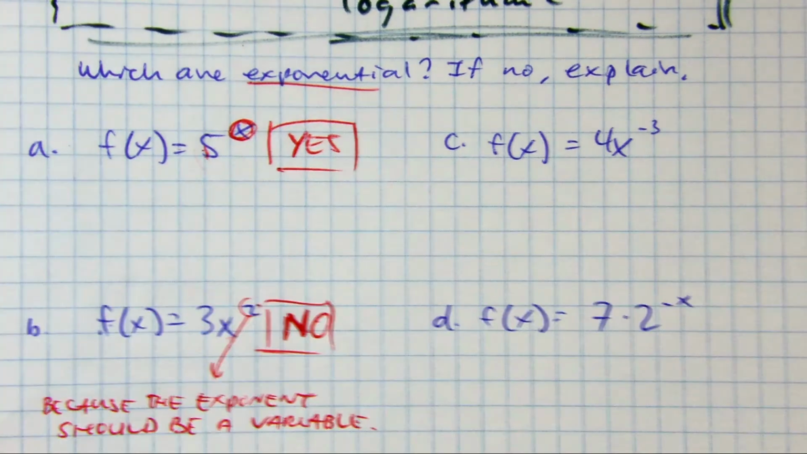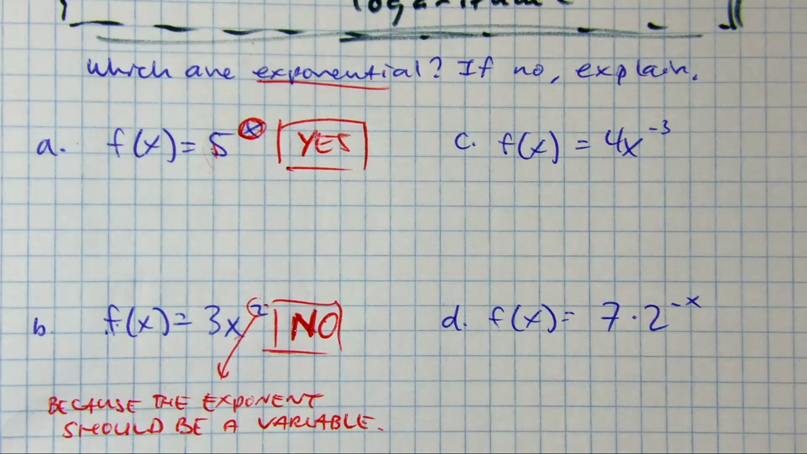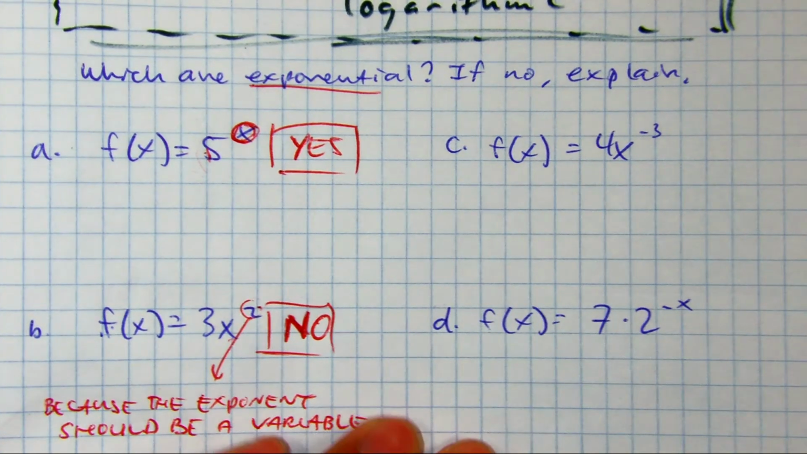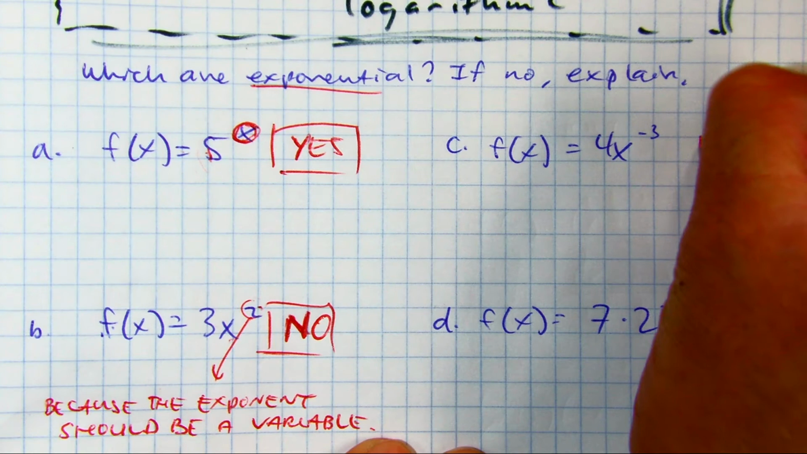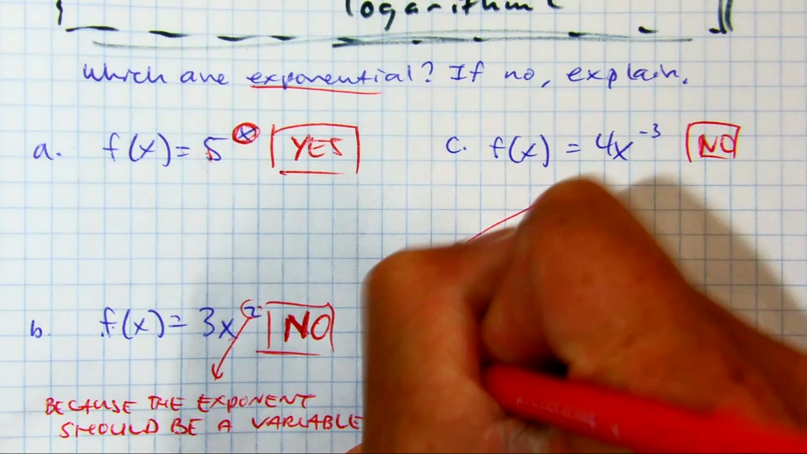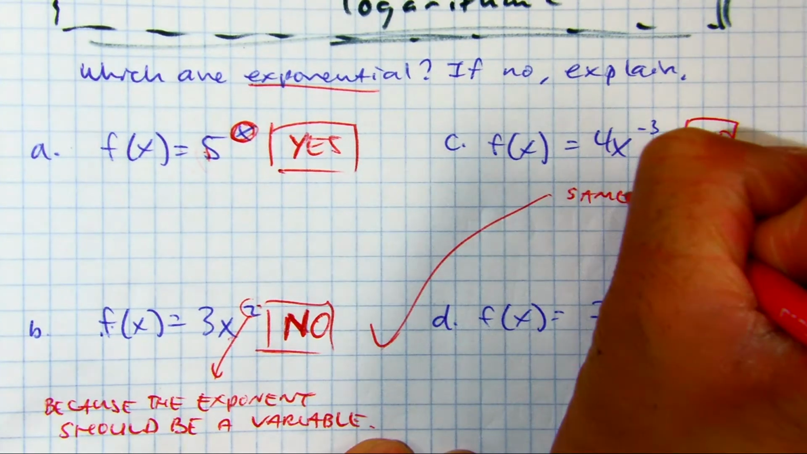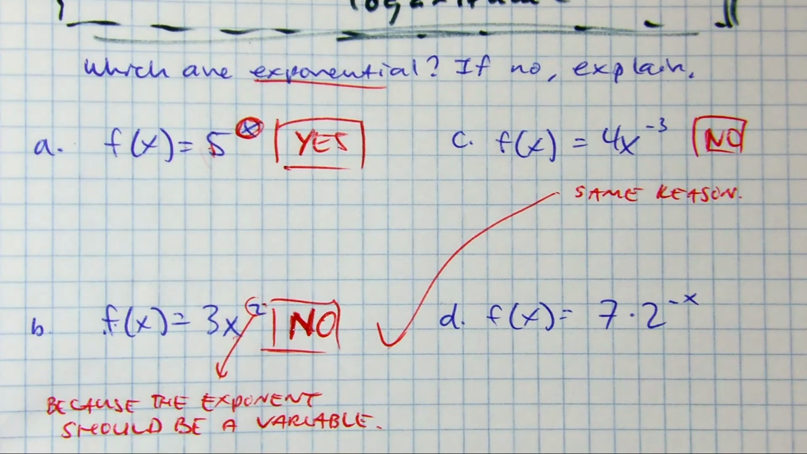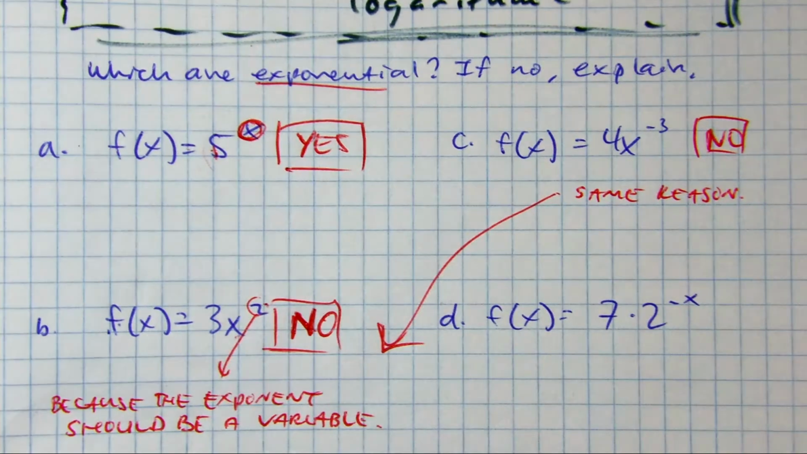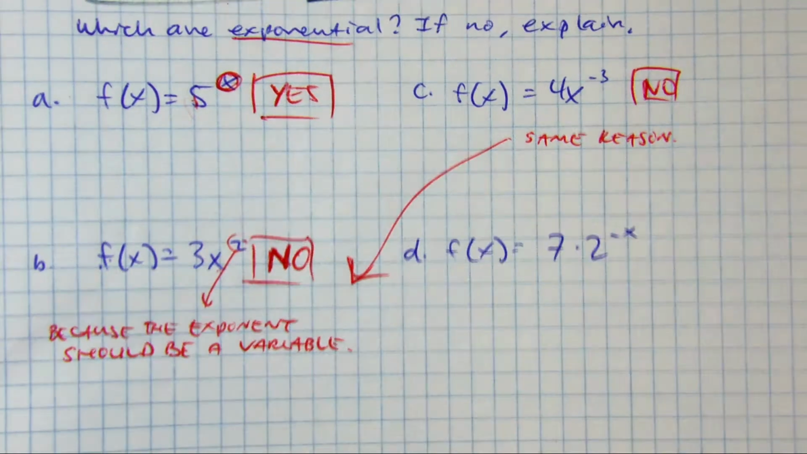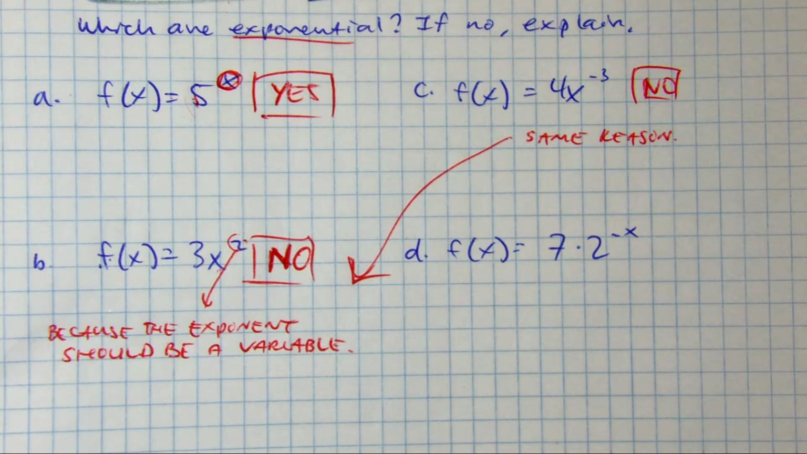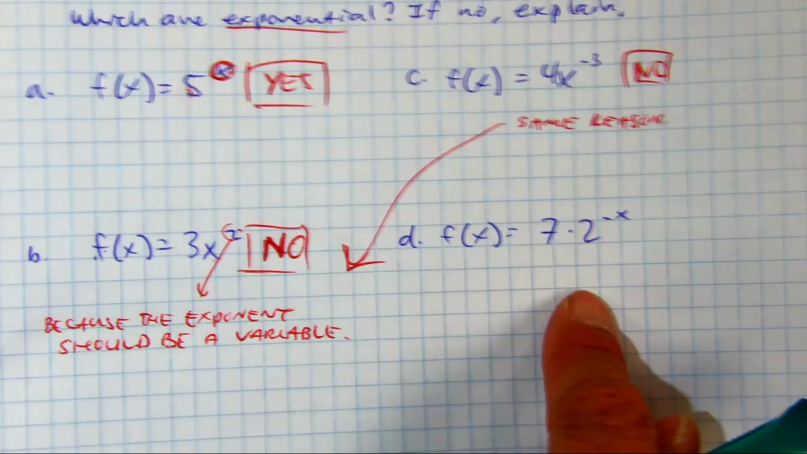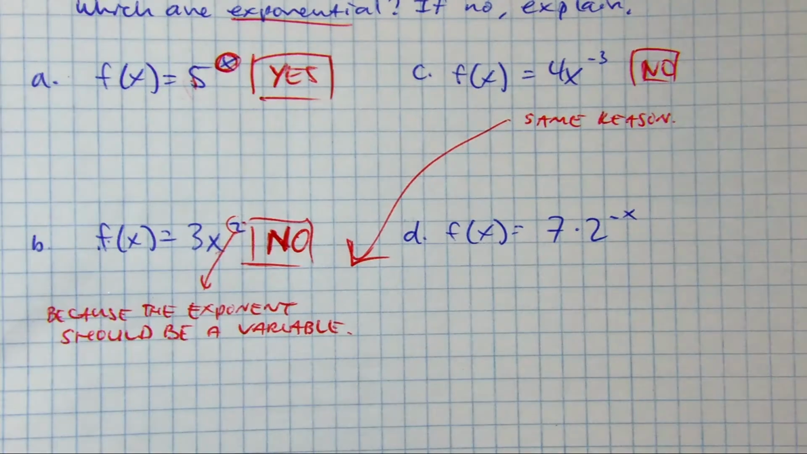How about C? No. This one's no. Same reason. Don't do that in your tests. And then this last one. Yes or no? This one is a yes.